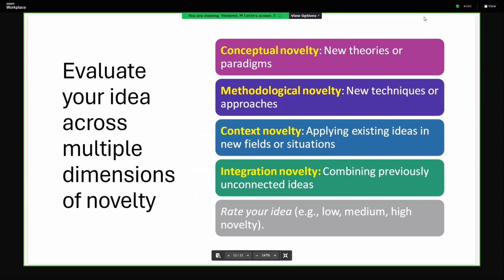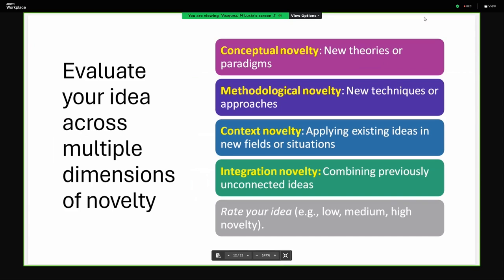One of these dimensions is conceptual novelty. Are you introducing a new paradigm or a paradigm shift? For example, in the antibiotics case, by looking at a different type of molecule for a potential antibiotic, maybe we're introducing a paradigm shift. In terms of methods, are you introducing a new method or technique? Or maybe you are applying an existing technique to a different field. That's also something to keep in mind.